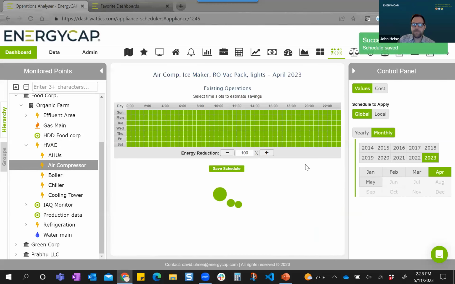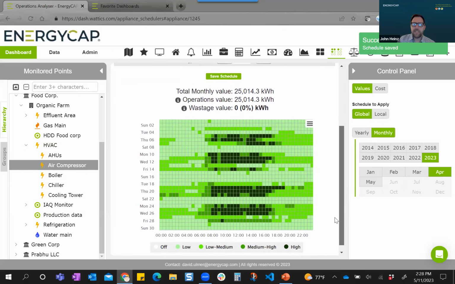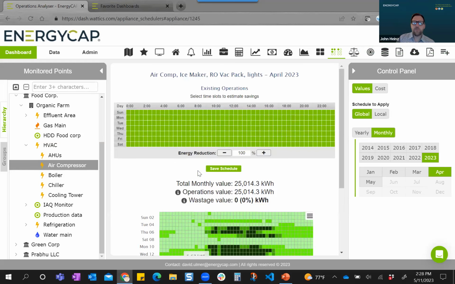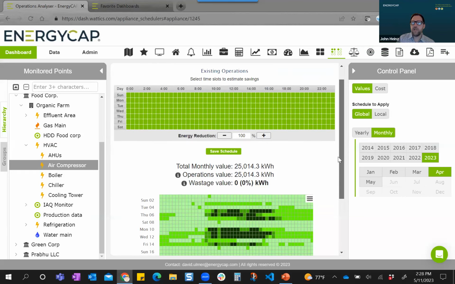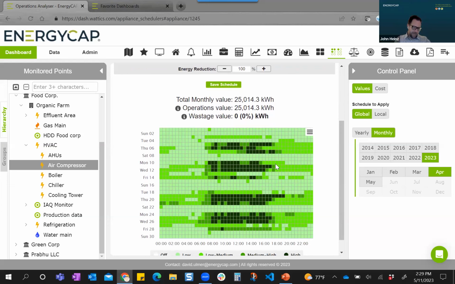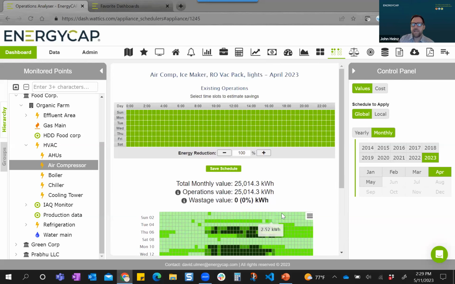So what this is doing here is it's saying, here's what a typical cycle looks like for the air compressor. So I can see in black the higher volume times of usage, in lighter green the less intense periods of usage. So really nice just to see what's going on each month, every day. So do I have setbacks during the times I want? When's the most intense times of usage?